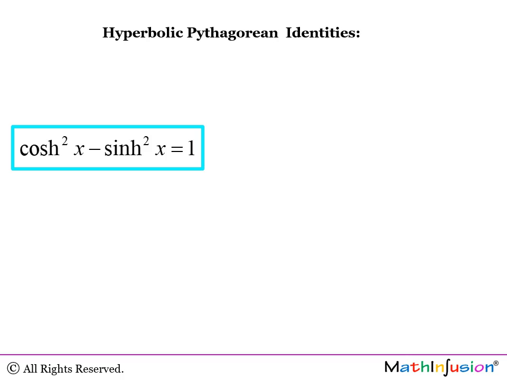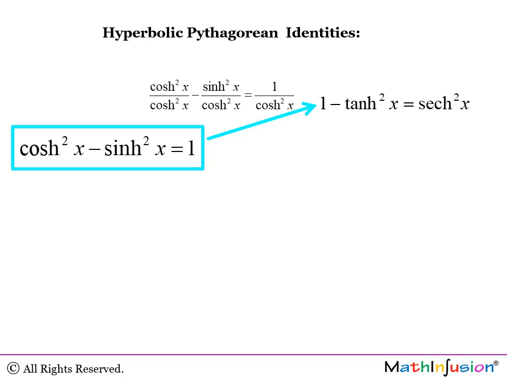Cosine hyperbolic squared x minus sine hyperbolic squared x equals 1. And exactly as we did with the trigonometric functions, we can divide everything by cosine hyperbolic squared x, and we get the following identity. 1 minus tangent hyperbolic squared x equals secant hyperbolic squared x.